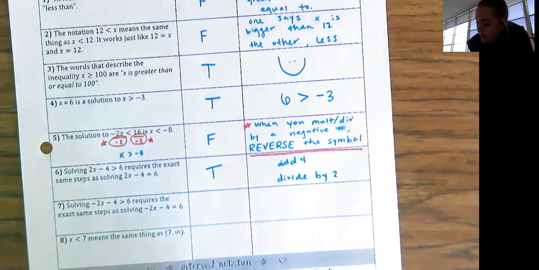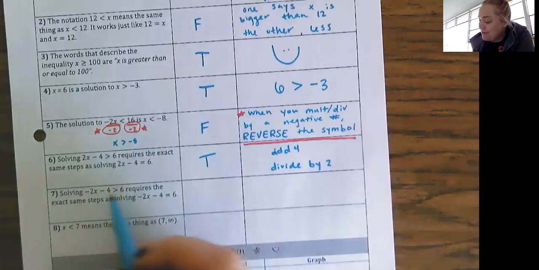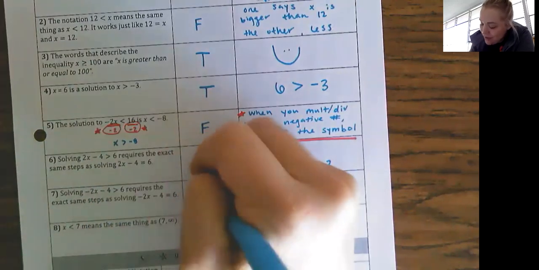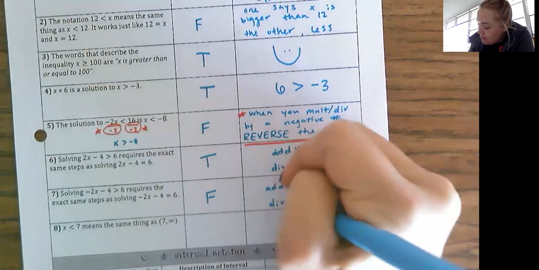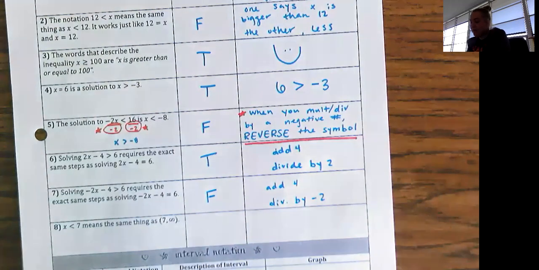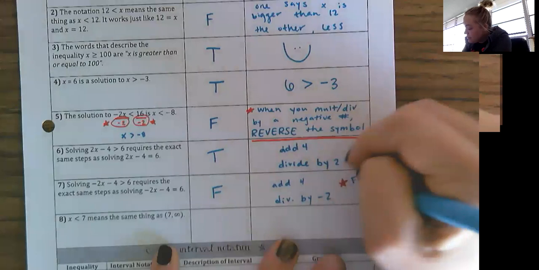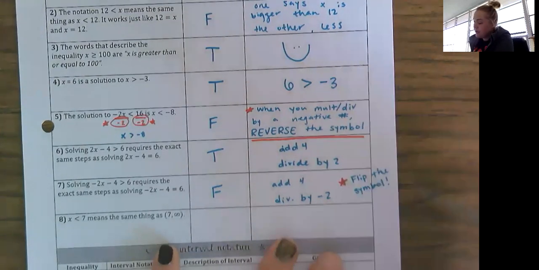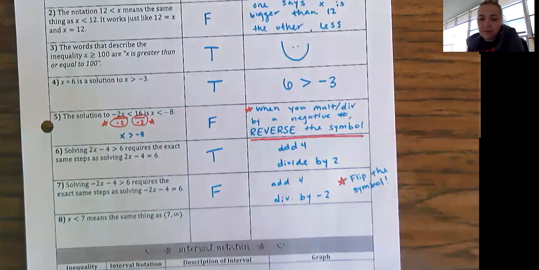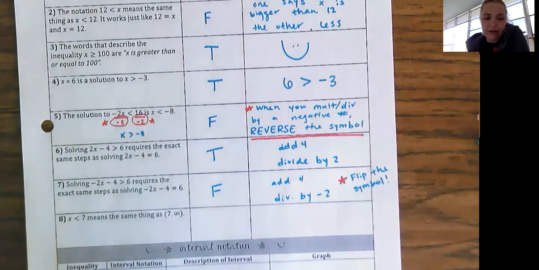Okay. This one, I can already see what they're doing here. We still add 4 to both sides, but then we're dividing by a -2. Why is this one false? We're adding 4. We divide by -2, but remember, when you divide by a negative, you flip the symbol. Reverse that symbol. We have to flip it around for the inequality. And for the equation, we didn't have to flip it around.